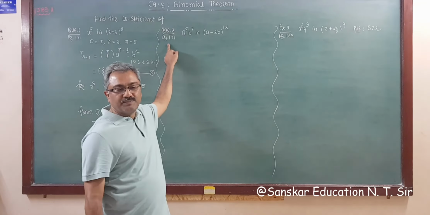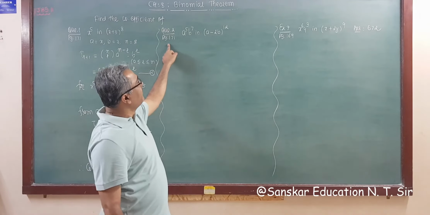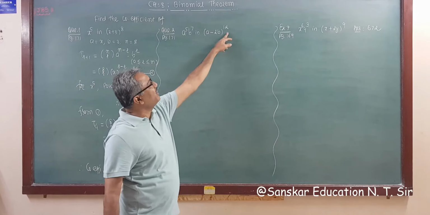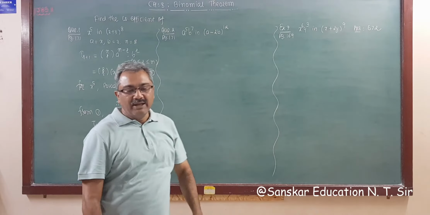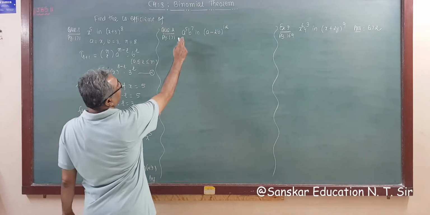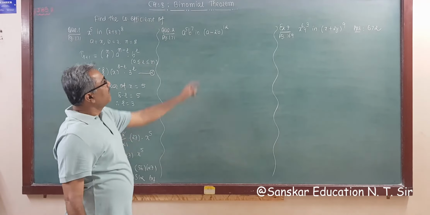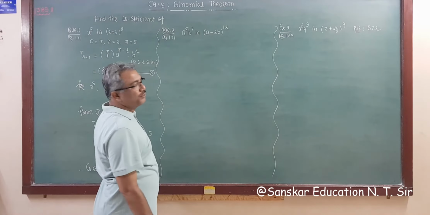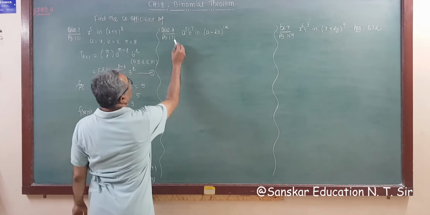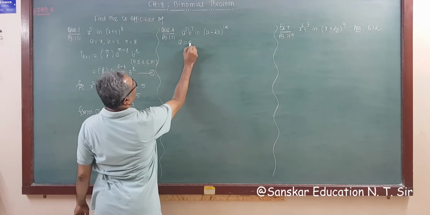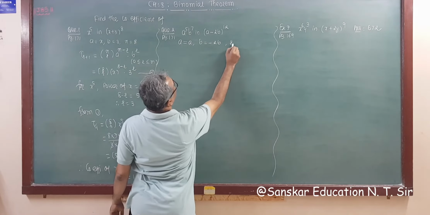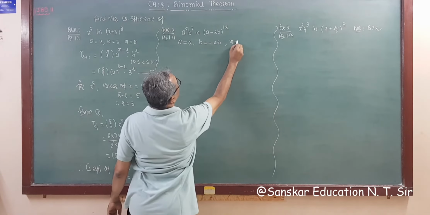Now question number 2. Given that a raised to 5, b raised to 7 is the coefficient in (a minus 2b) whole raised to 12. So it is given a raised to 5, b raised to 7. What is a here? A is a, so no need to write. And b is minus twice b, and n is 12.